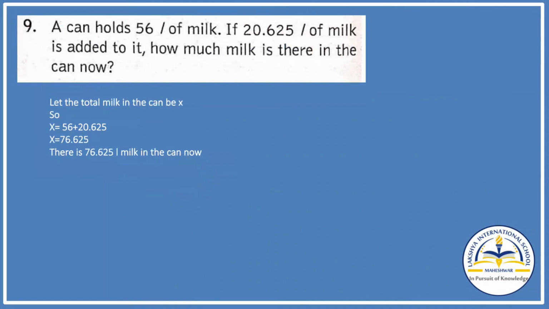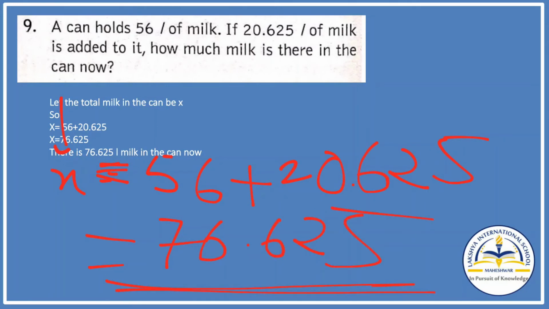Now question number 9: a can holds 56 liters of milk. If 20.625 liters of milk is added to it, how much milk is there in the can now? So x equals 56 plus 20.625, where x is the total milk we will calculate. Now you have to add them, that is 76.625. So this is the total milk in the can now.